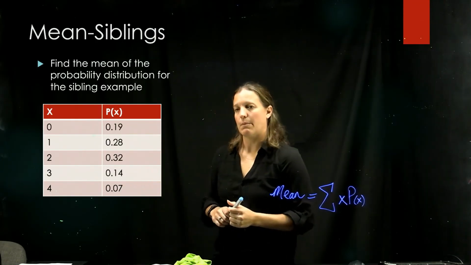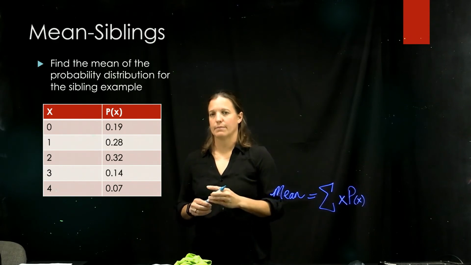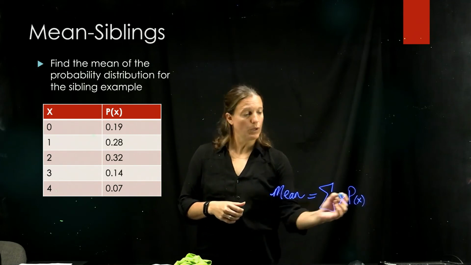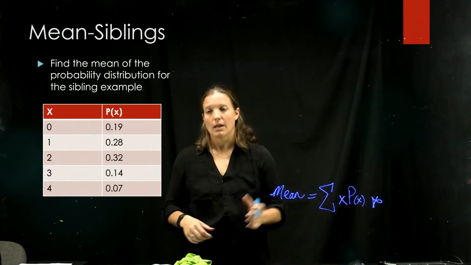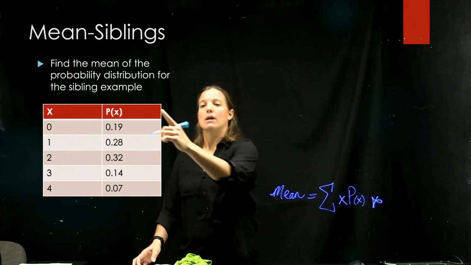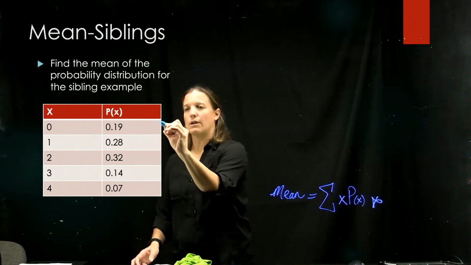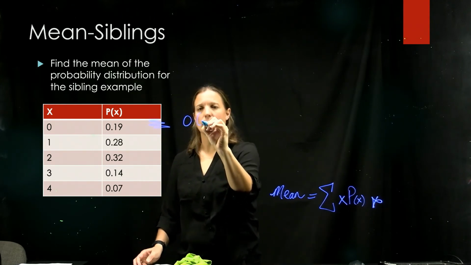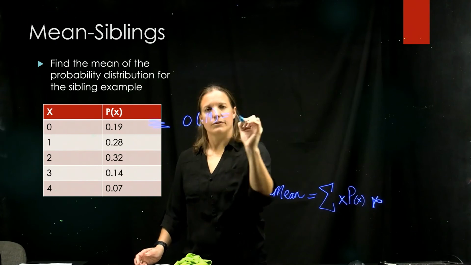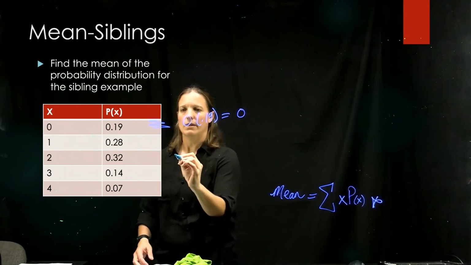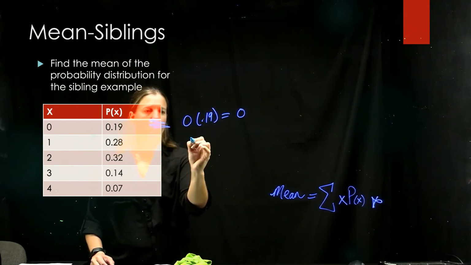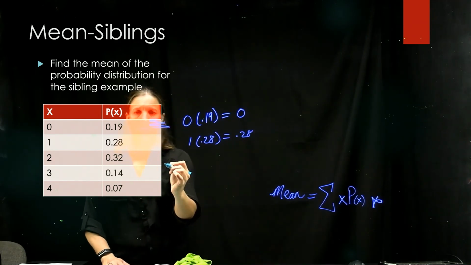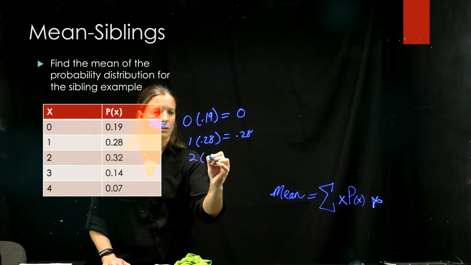So let's go back to that question we had at the beginning where we had the siblings. And if we want to find the mean of the probability distribution that we created, we can go ahead and use this formula and use that to compute our mean. So what we would do first is we would take our first group here, the 0 and the 0.19, and we would take 0 times 0.19. Well, 0 times anything gives me 0. Okay, then I'm going to take my second one here, 1 times 0.28. And that's going to give me 0.28, and I'm going to keep going down my table.